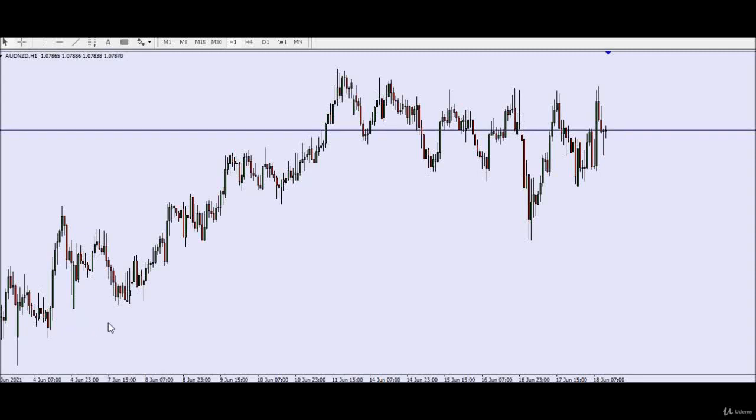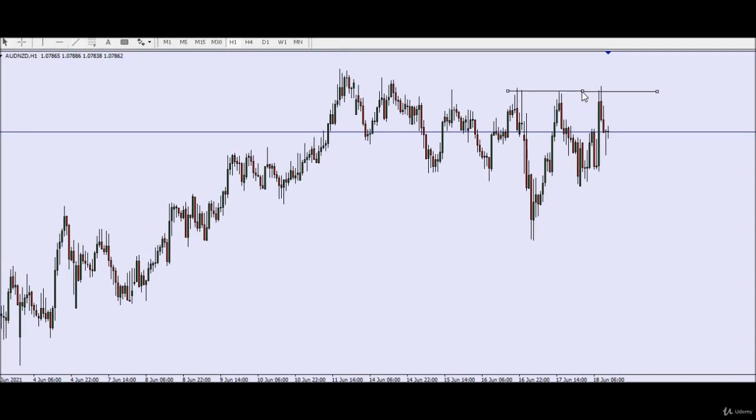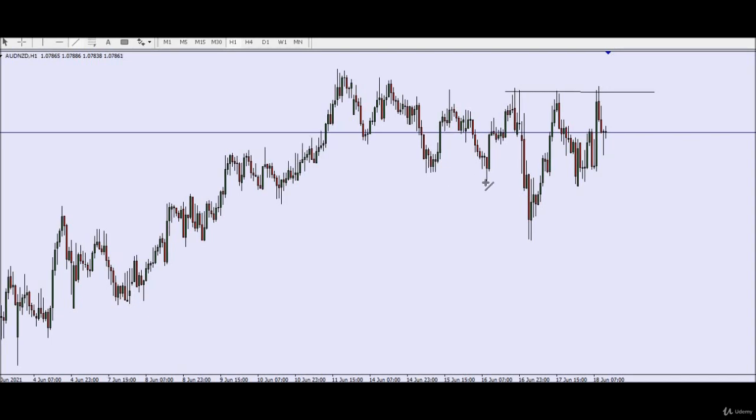In this lecture I will show you another analysis of some pairs and give you some tips from my experience. So this is Australian dollar and New Zealand dollar. This is 1 hour time frame. We see important level here, and another important level here.